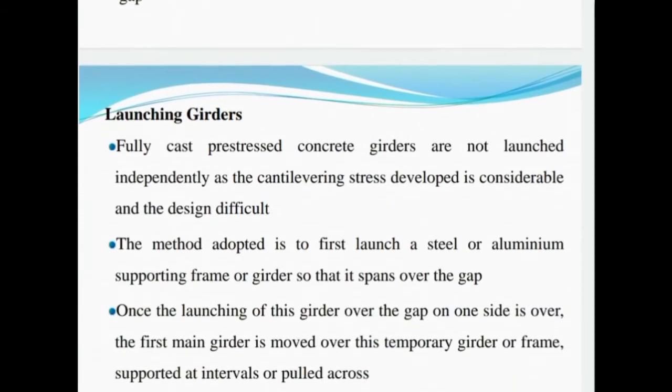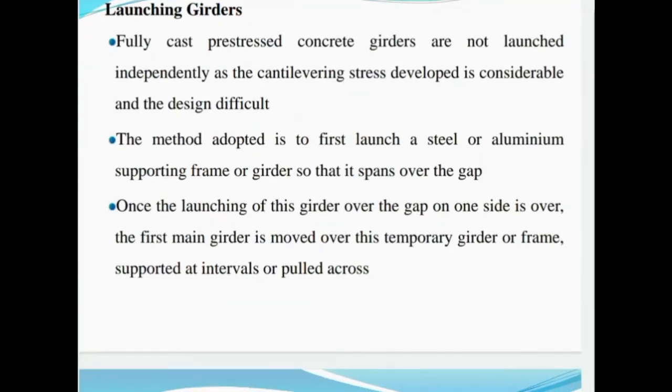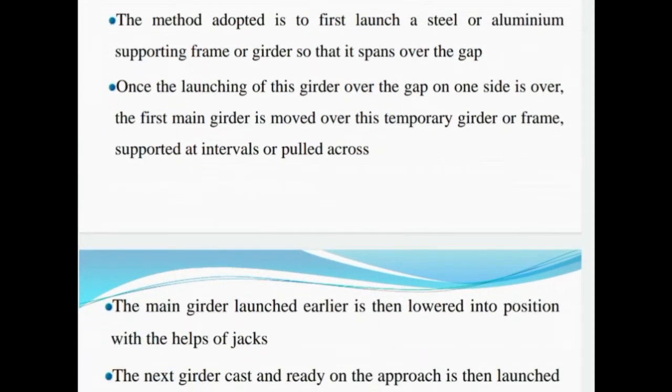Now we are going to see the launching girders. It is a fully precast concrete girder that is not launched independently, as the cantilever stress developed is considerable and the design is somewhat difficult. And this method is adopted to first launch a steel or aluminum supporting frame or girder so that it spans over the gap. Once the launching of the girder over the gap on one side is over, we have to make the first girder move over the temporary girder or frame, and it's supported at intervals, or it should be pulled across each other.